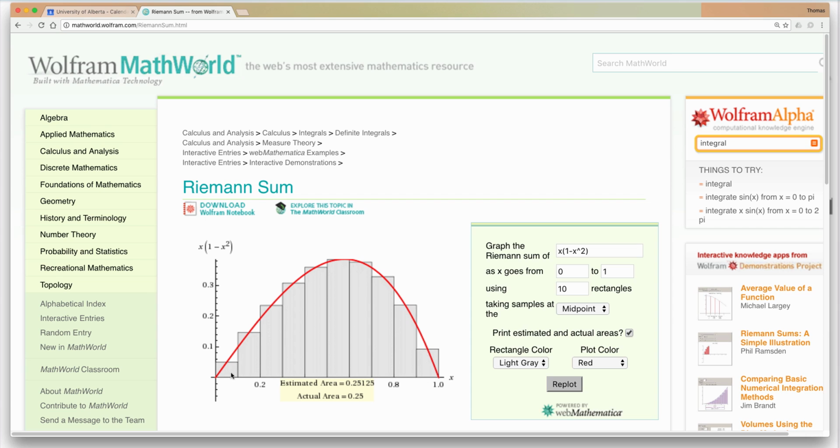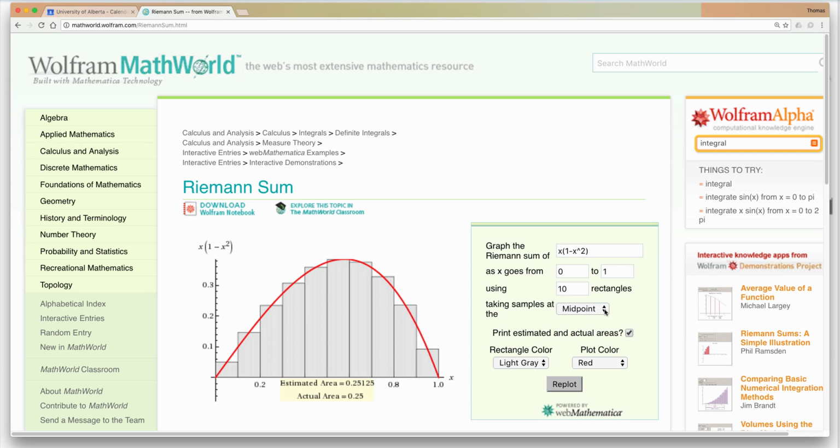And in this setup I have used the midpoint rule, indicating here using 10 subintervals or 10 rectangles. And then the integral goes from 0 to 1, and the function is here, x times (1 minus x) squared. Okay, and then we get the estimated area, which is the sum of the area of the rectangles, to be 0.25125. The actual area is 0.25. So you see, using 10 rectangles and the midpoint rule, we are actually really close to the actual area.